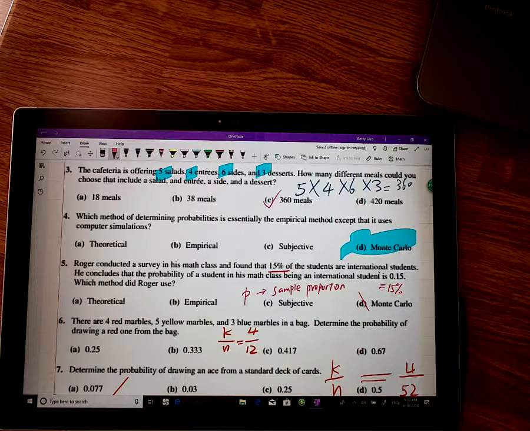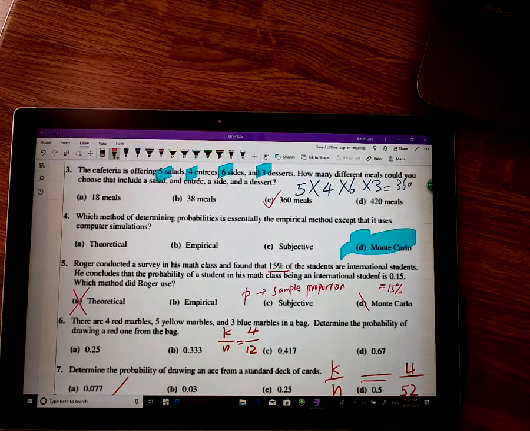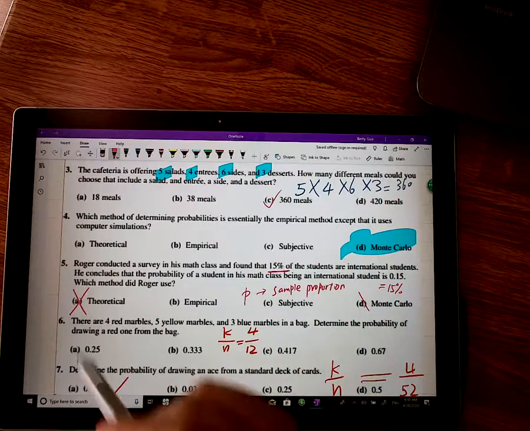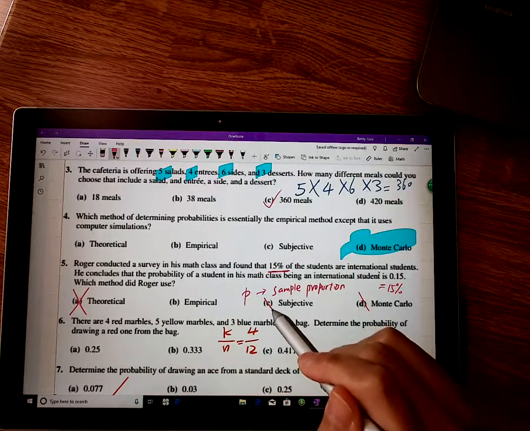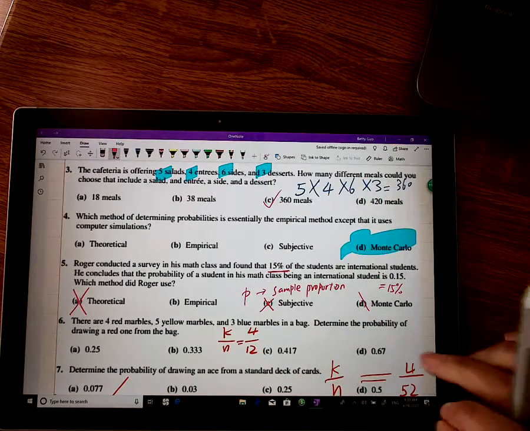It is not a classical. It is not a theoretical, because the student is international, or the student is not international. The two outcomes are not equally likely, obviously, right? So it's not a theoretical. It's not a guess, so it's not a subjective. The only option is empirical.